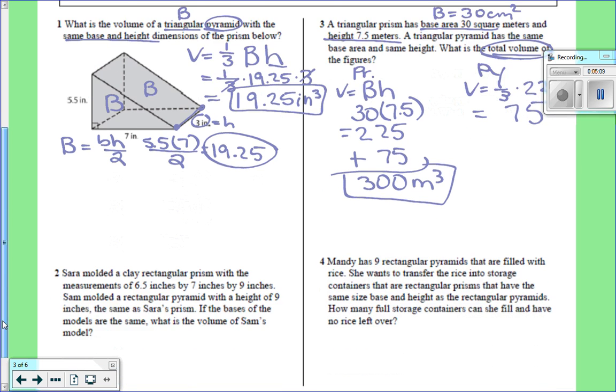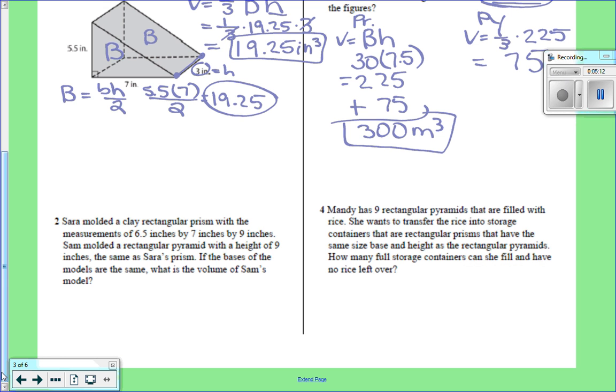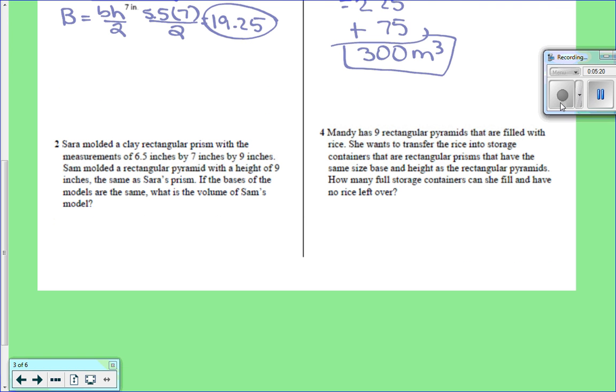All right, so with your table, I want you to complete numbers 2 and 4, and we'll have 2 volunteers come up to the board and share, so be ready. All right, Sarah molded a clay rectangular prism with the measurements of 6.5 inches by 7 inches by 9 inches. Sam molded a rectangular pyramid with a height of 9 inches, the same as Sarah's prism. If the bases of the models are the same and the height, what is the volume of Sam's model?